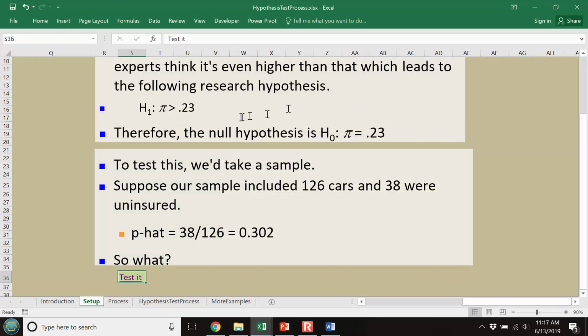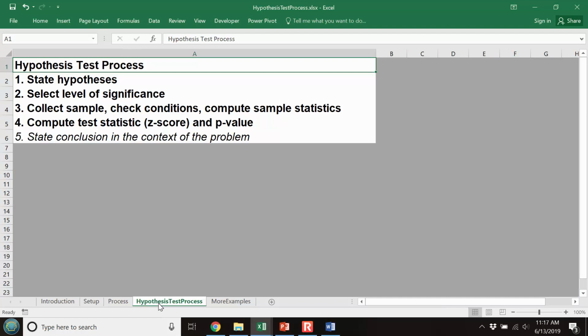Back to the original question: the researcher says, I think the population is bigger than 23%, and he gets a sample that's 30% and says, well, I'd only get a sample this big or bigger 2.8% of the time. So let's look at the process. You state your hypotheses. You select a level of significance, which we're going to talk about. Right now it's magically going to be something called 5%. It's alpha. Then you collect your sample, you check your conditions to make sure it's a random sample, you compute your sample statistics and compute your test statistic and p-value. And then you get to make a conclusion. I'm going to hold off on the conclusion. I'm going to do a few more examples.